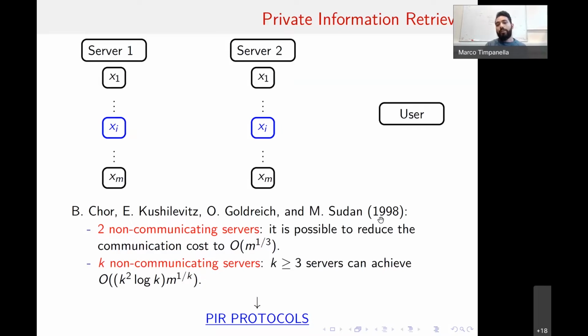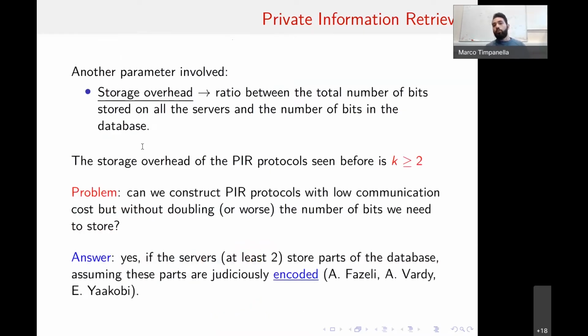Since this seminal paper in 1995, much more has been done in terms of reducing the communication cost of PIR protocols, but one common problem that these protocols share is that they do not consider another cost parameter which is involved, that is the so-called storage overhead. The storage overhead is defined as the ratio between the total number of bits that are stored on all the servers and the number of bits stored in the database. So in the protocols that we have seen before, where the database was simply replicated, the storage overhead was exactly the number of servers used, and so this number was at least 2.